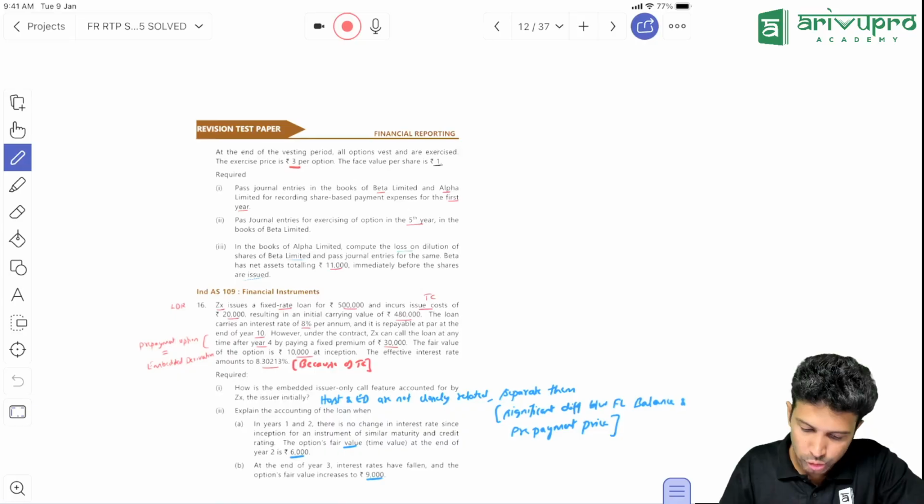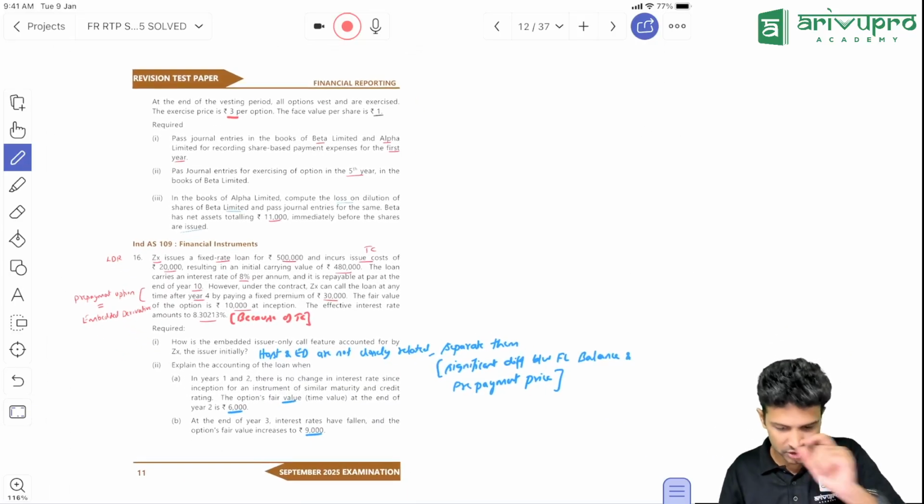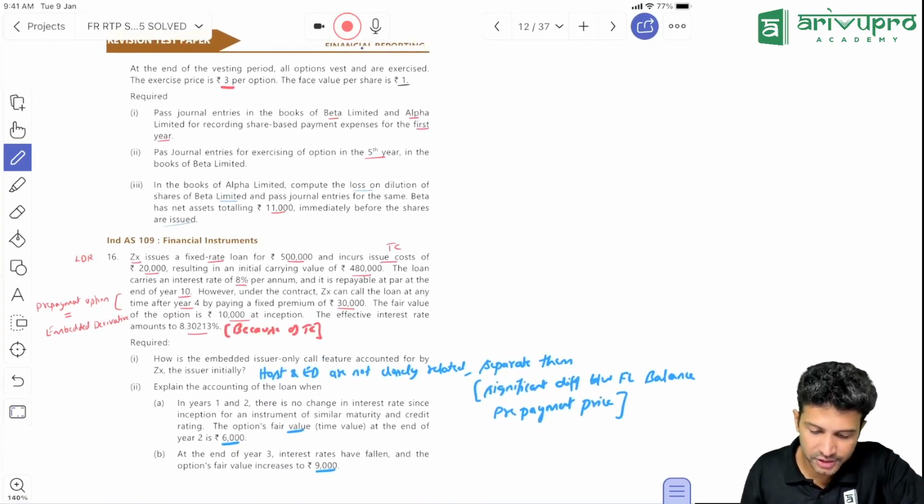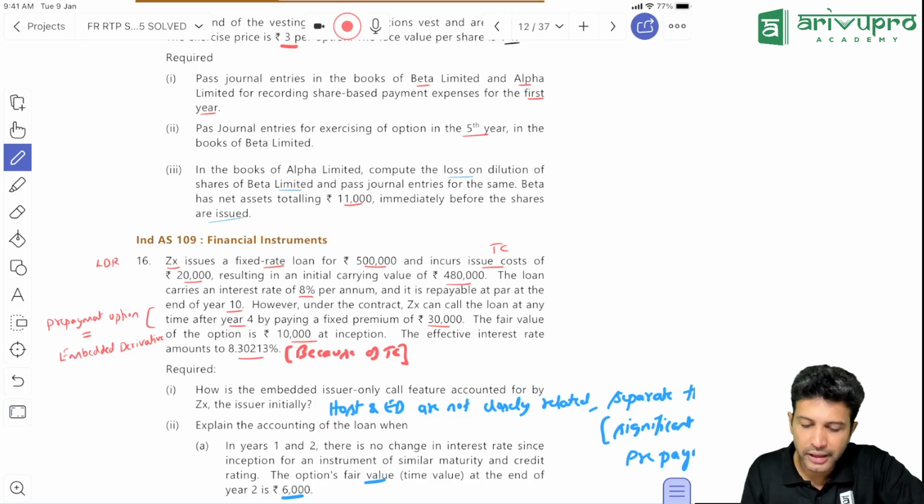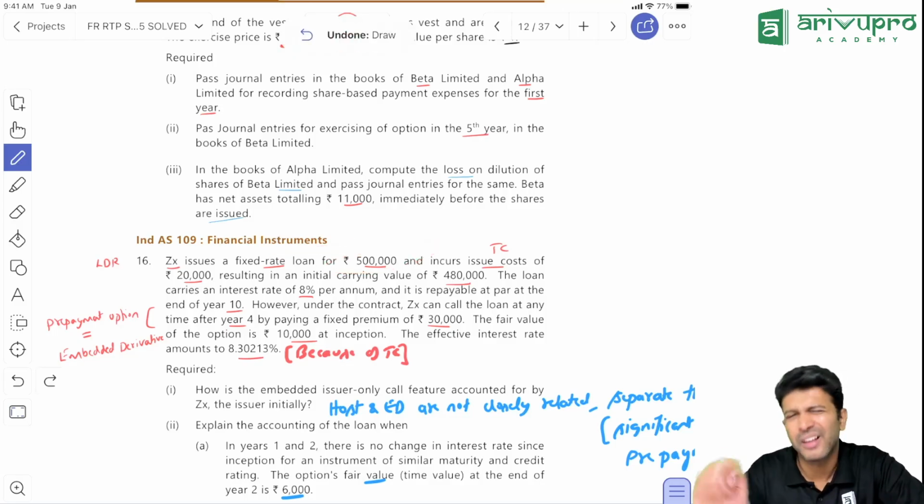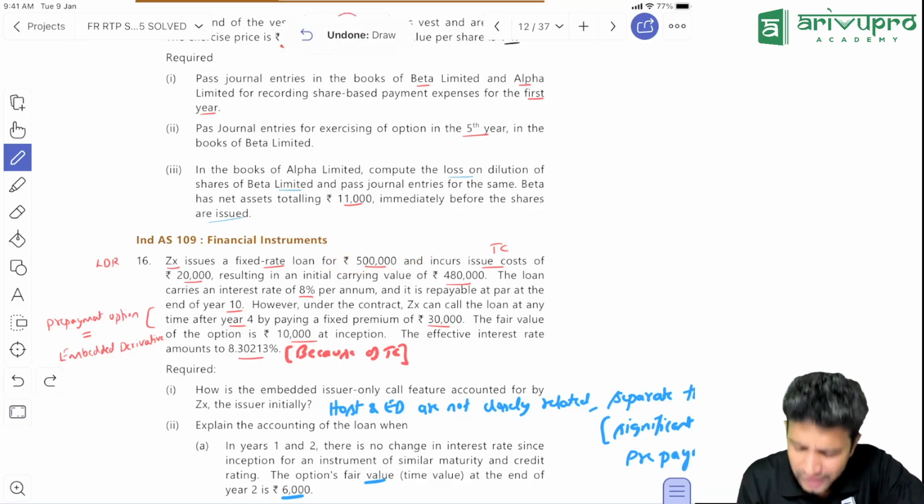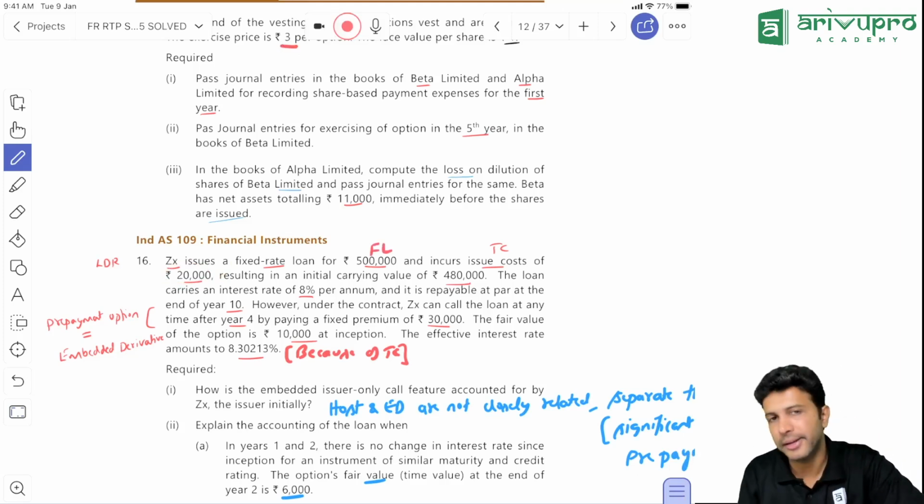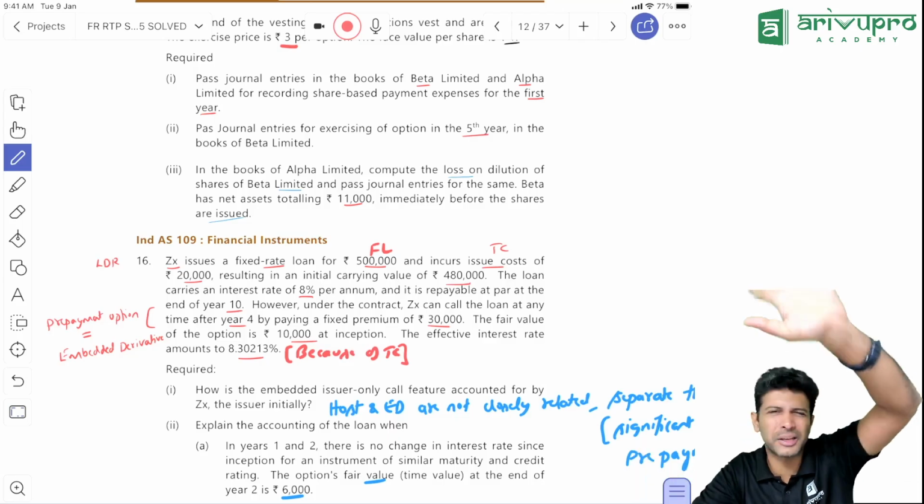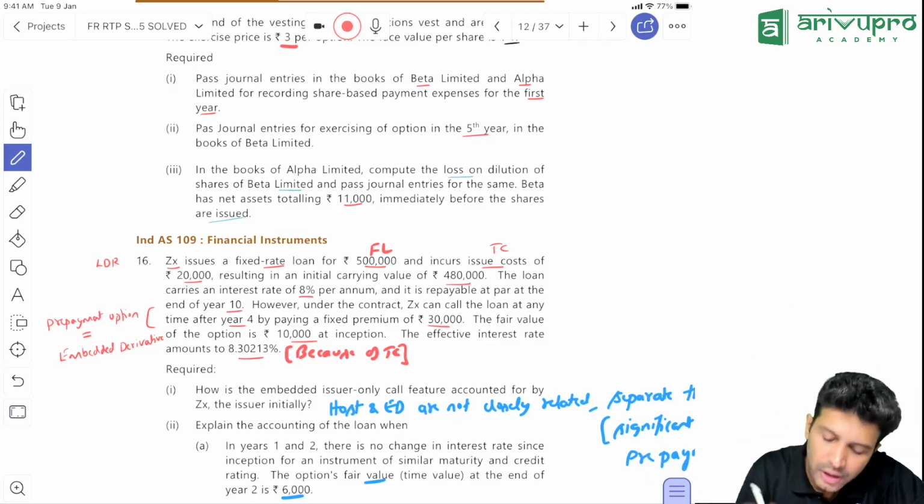This is question 15 too. So moving along, we'll go ahead with the next question. Question number 16. Again LDR, India 109 question. One company ZX has issued a fixed rate loan for 5 lakh. They've taken a loan or debentures, you could say, right? Worth 5 lakh, and incurs an issue cost of 20,000. That we call transaction cost. So issuing a loan is a financial liability, right? You can take it as a loan taken, or you can simply call it debentures or bonds issued also. It's fine.